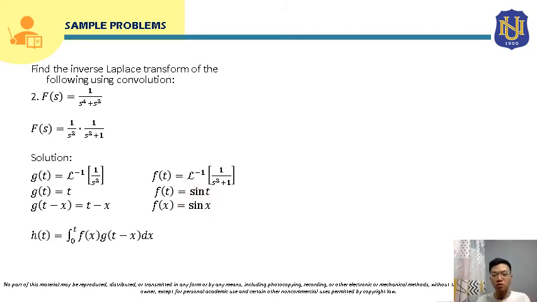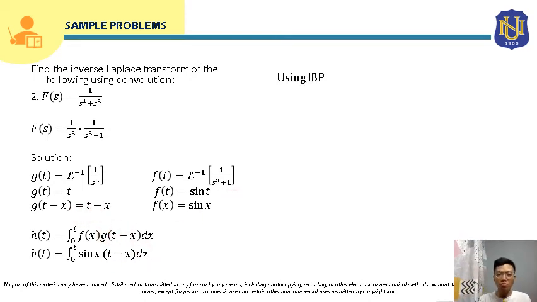Now we will just substitute this g of t minus x and f of x into our formula. So substituting f of x, which is sine x, and g of t minus x, which is t minus x, dx. To solve this, we will use integration by parts, since this is a combination of a trigonometric function and an algebraic function. So using IBP, we will assign functions for u and for dv.